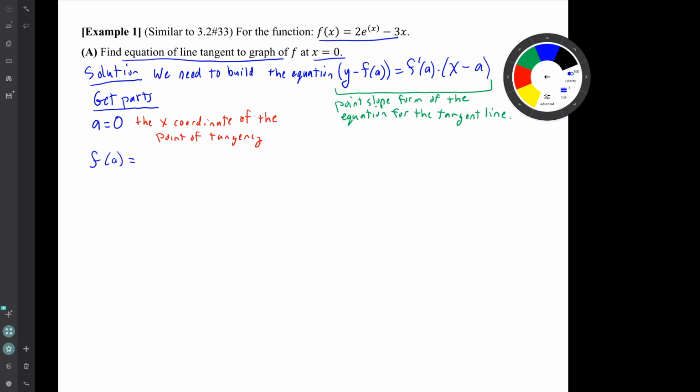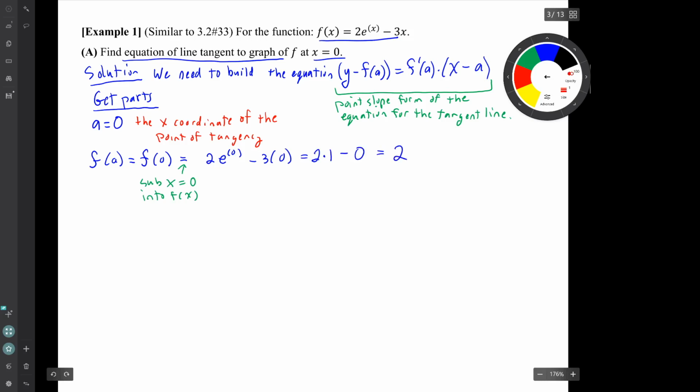Now to find f parentheses a, we have to use the fact that a is the number 0. And this symbol just means to substitute x equals 0 into the formula for f of x. So the result is f parentheses a is the number 2. And keep in mind that in this equation, the symbol f parentheses a is playing the role of the y-coordinate of the point of tangency.